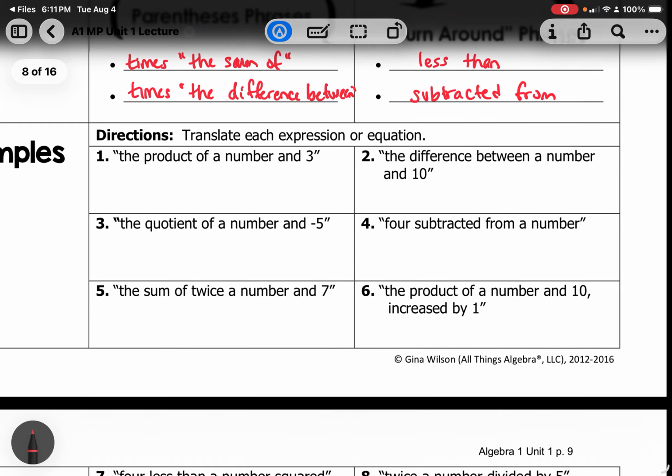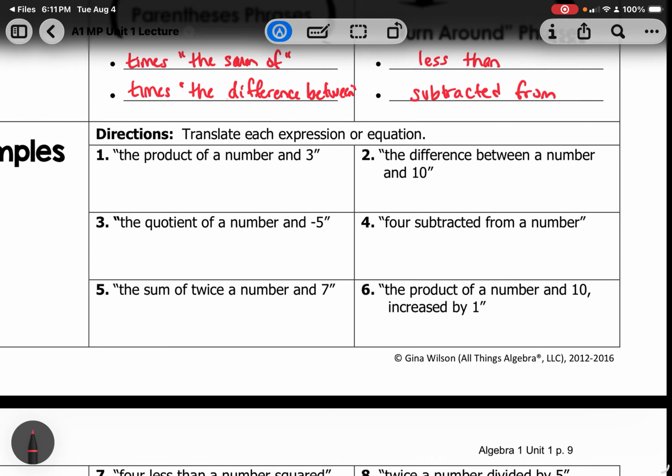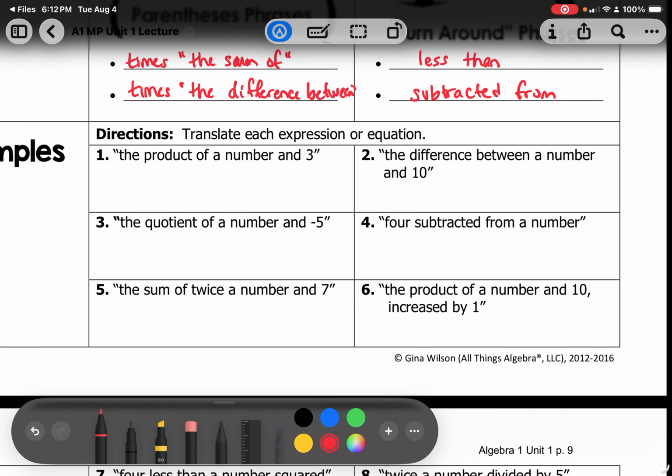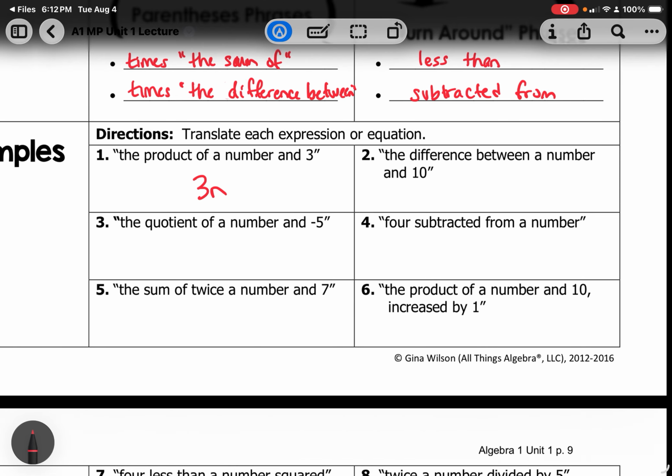So let's look at a few of these. On number 1, it says the product of a number and a 3. Well, we know product means multiply. So that would just be 3 times n, or 3n.